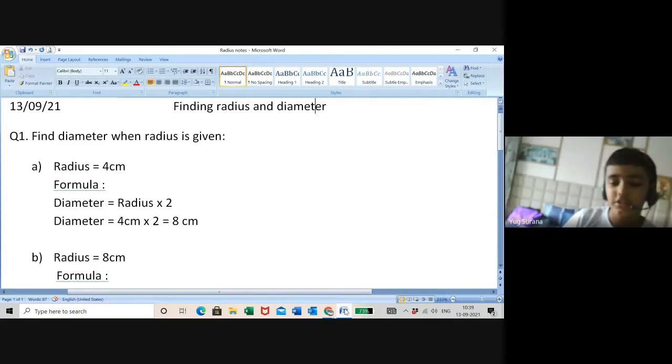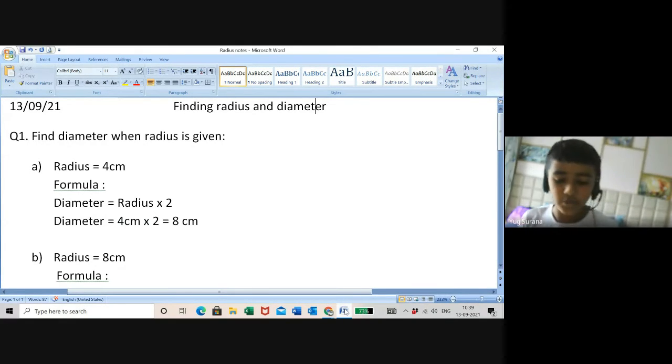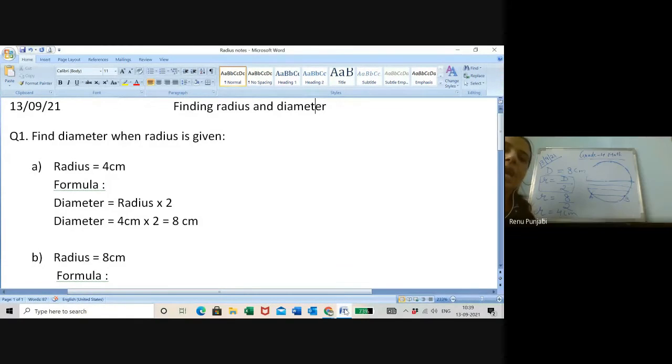Then what will be the diameter? We have to multiply 54 centimeter by 2. So it will come 108 centimeter. Yes. Priyag, give me one example finding the diameter.